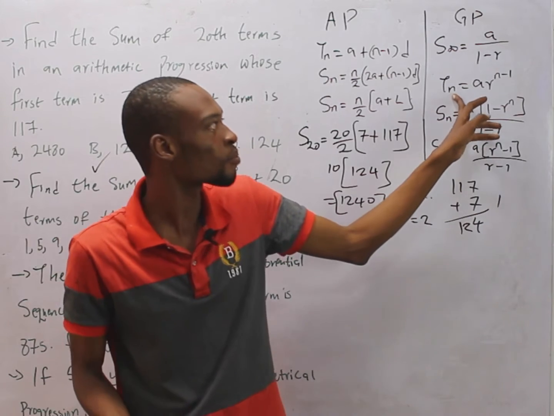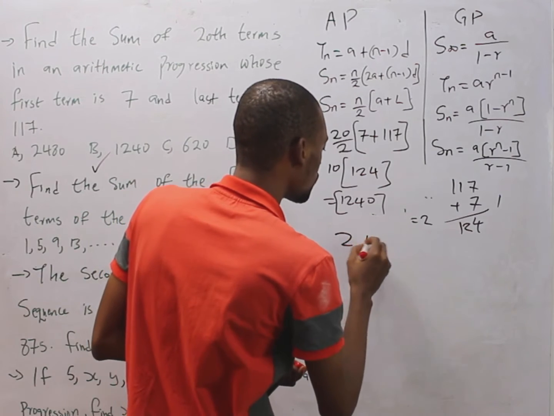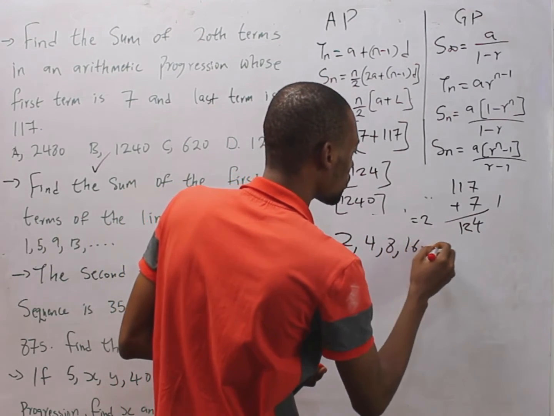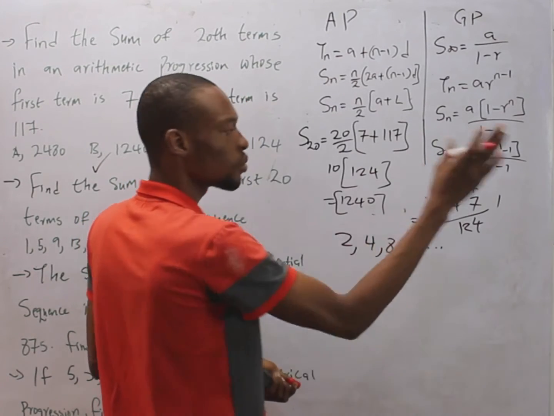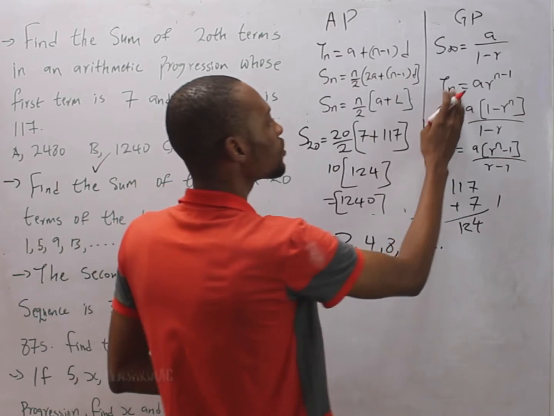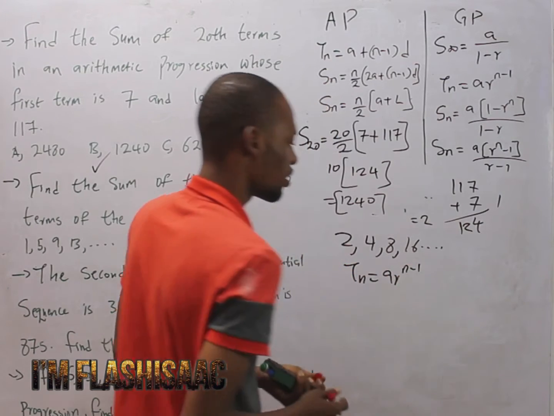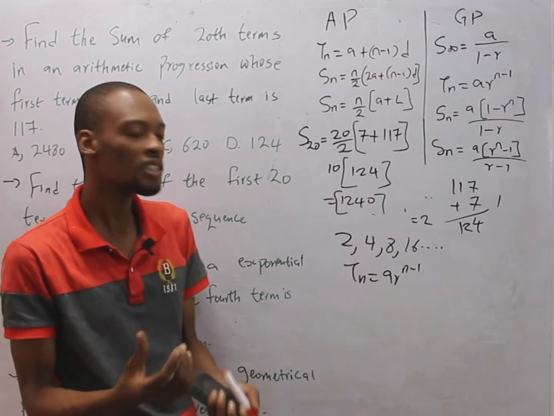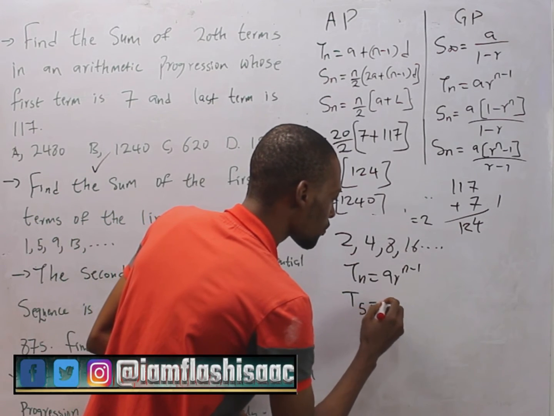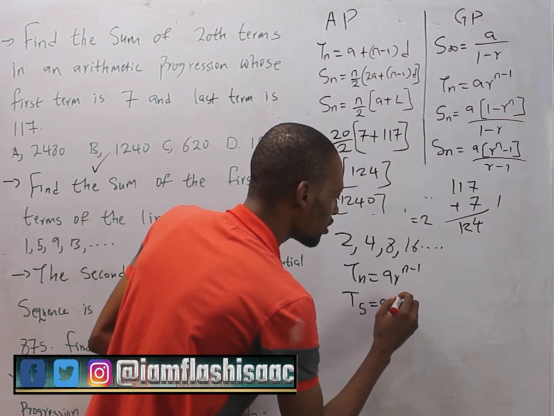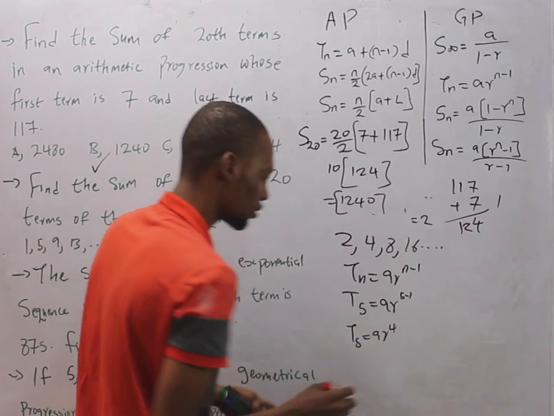This is for the nth term of a GP. If you are given a GP, something like 2, 4, 8, 16, and so on, this is a GP because this divided by this is the same as this divided by this, and so on. If I say find the fifth term, since the nth term is ar^(n-1), the fifth term is when n is 5. That would be T5 = ar^(5-1).